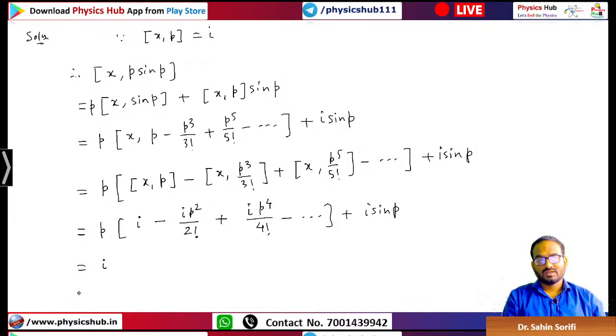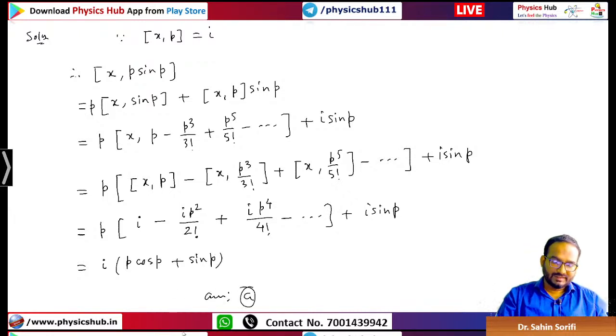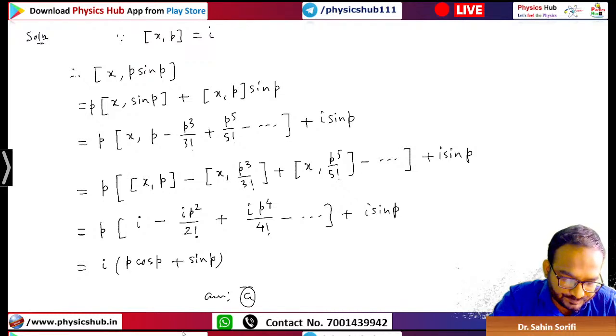If I take iħ common, what will be this formula? 1 minus p squared by 2 factorial plus p to the power 4 by 4 factorial. So this is nothing but the series of cos. So iħ p times cos p plus iħ sin p. That's matching with option A. Is it clear, guys? Tell me.